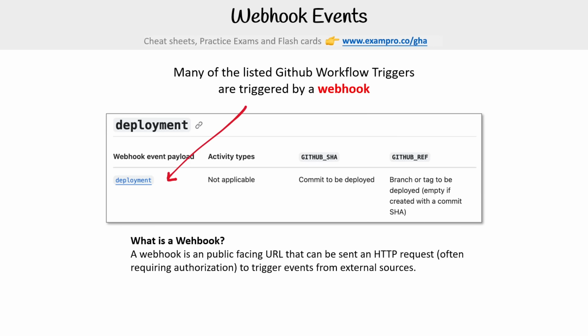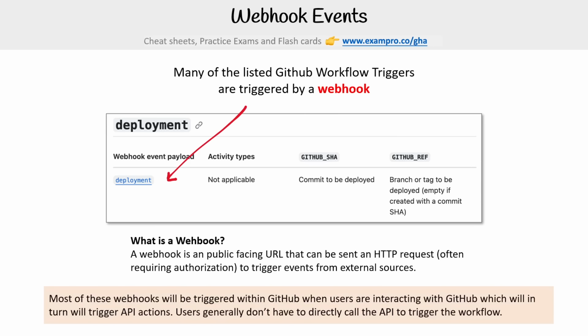What is a webhook? A webhook is a public-facing URL that can be sent an HTTP request, often requiring authorization to trigger events from external sources. So most of these webhooks will be triggered within GitHub when users are interacting with GitHub, which will in turn trigger API actions. Users generally don't have to directly call APIs or REST APIs to trigger the workflows. You can, but I'm just saying that you're just going about your business and these are getting triggered.